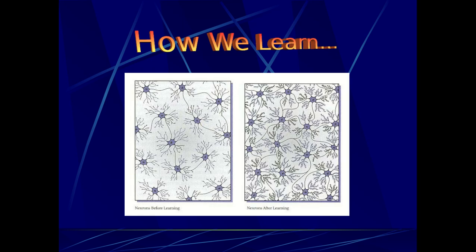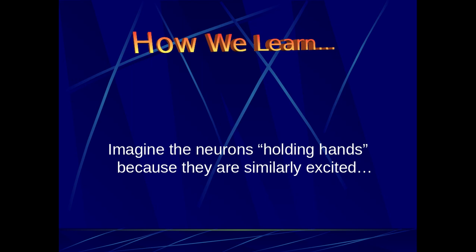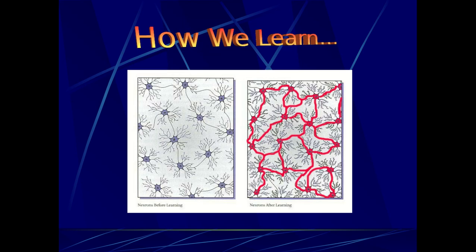And you can see 2 pictures here taken from Skip Downing's book on course that show what neurons look like before. On the left, the picture that seems to be a little bit emptier shows neurons before learning, and if you compare it with the picture on the right, you'll see that it is vastly more filled in. There are new connections that have grown. So imagine the neurons holding hands because they're similarly excited, and all of a sudden these new connections form.